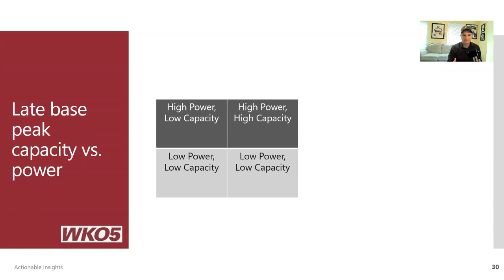But yeah, somebody's pointing out the typo. This should say low power, high capacity. Sorry about that. You got to have one. It's not fun if I don't have one good typo. So this should say low power, high capacity.